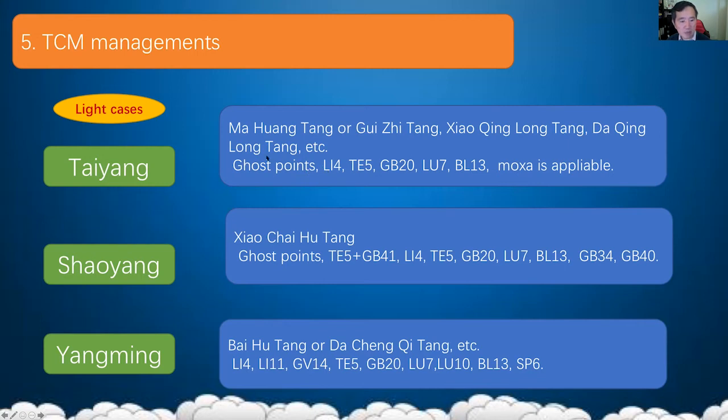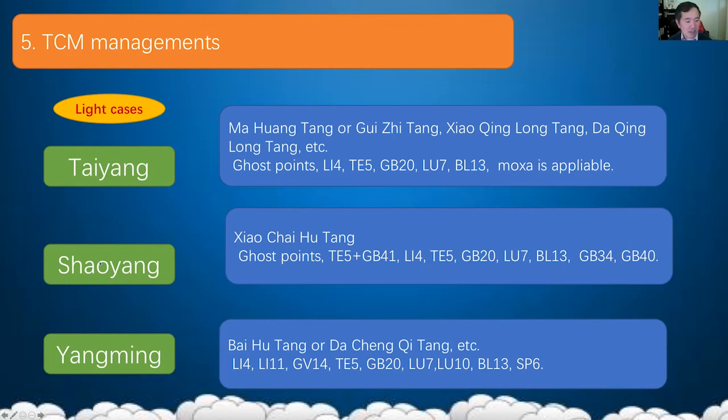We can also use some ghost points at this moment. Why? Because we have to eliminate the pathogenic factors quickly, because it's a pandemic pathogenic factor. It's not a simple wind cold. And then we can use points mainly to disperse wind cold, for example, Large Intestine 4, Triple Burner 5, Gallbladder 20. Meanwhile, we use Lung 7 and Bladder 13 to disperse the lung qi. Not descend lung qi, but disperse lung qi.